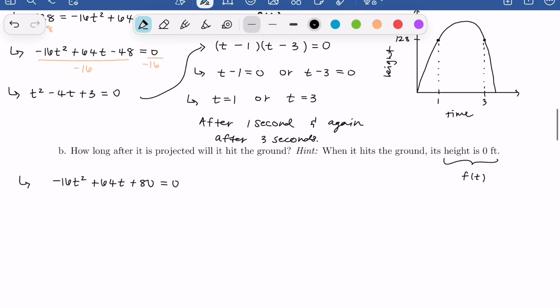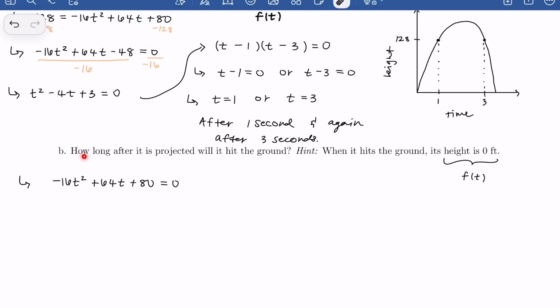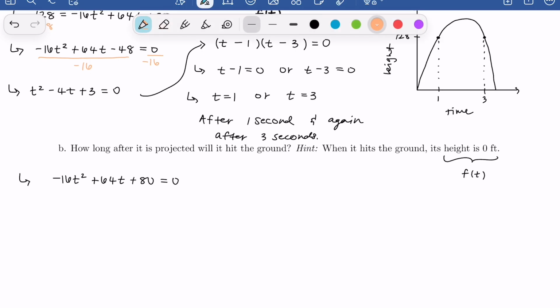All right. So now what we need to do is solve for t. The question asks how long after it is projected will it hit the ground? So again, by the same reasoning that we saw in part A here, we're going to divide both sides of this equation by -16 to simplify this trinomial. We're going to end up with a trinomial that looks like this. We're going to have t squared minus 4t minus 5 is equal to 0.